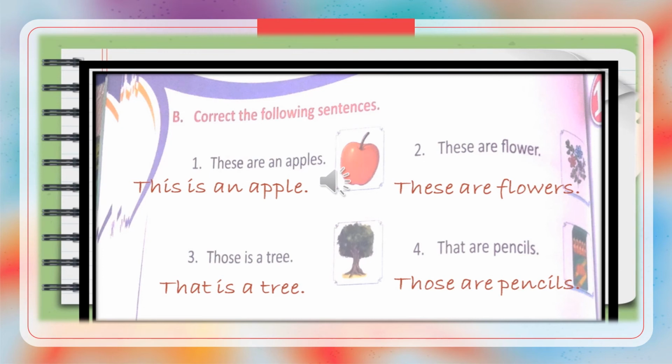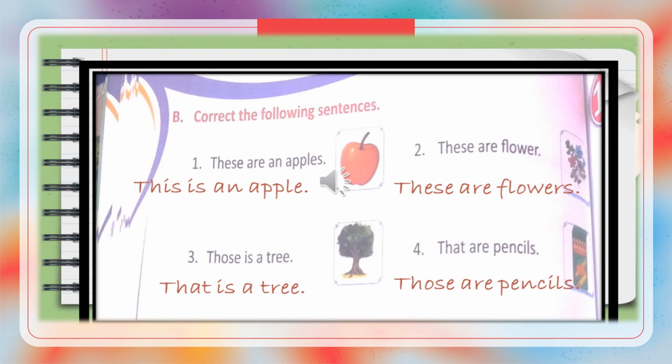This is our copy work which we have to do in our English grammar copy. The exercise is correct the following sentences. As you can see, 4 sentences are written, but some error has been made in them. Knowingly, something wrong is written. We have to correct that mistake and we have to write these sentences again. In copy also you will do in the same way. First you will write the wrong sentence, then you will correct it, and again you will write the correct sentence.